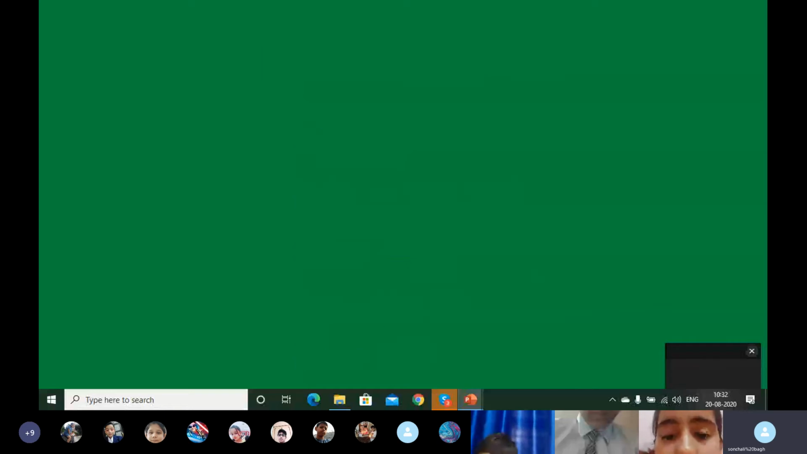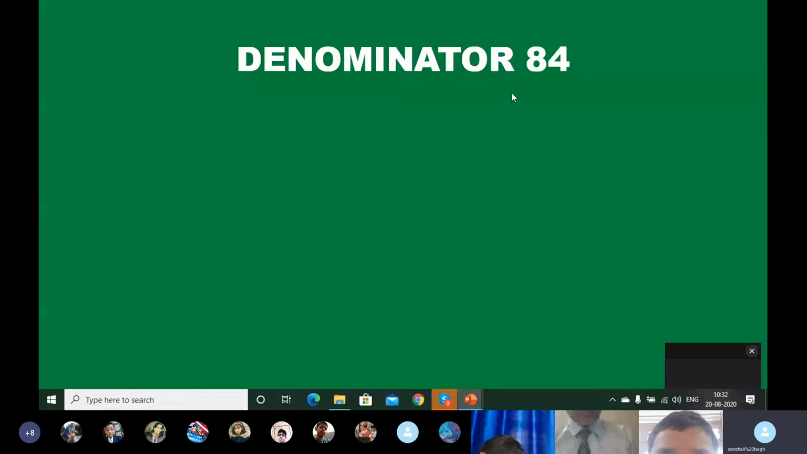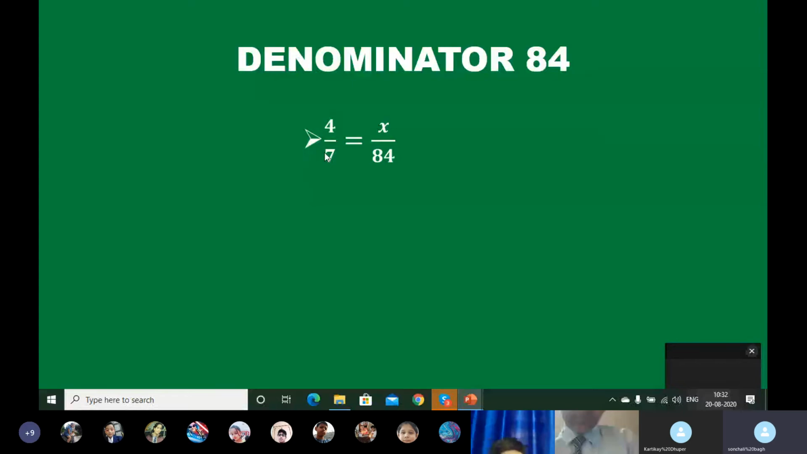Let's take another condition. For example, 4 by 7 is the number and we have to make it equivalent to a number whose denominator is 84. In the previous question, we had the numerator but not the denominator. In this condition, we have the denominator but not the numerator. So our equation will be in this form: 4 by 7 is equal to x divided by 84, since we substitute the missing numerator with the alphabet x.